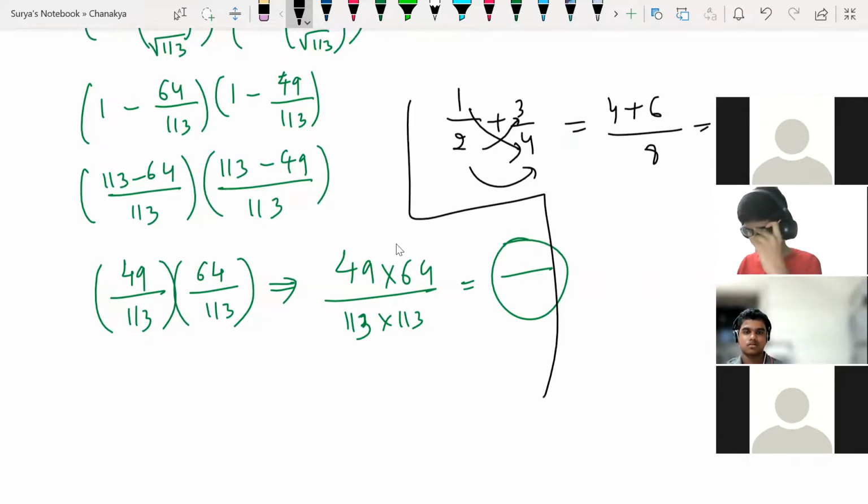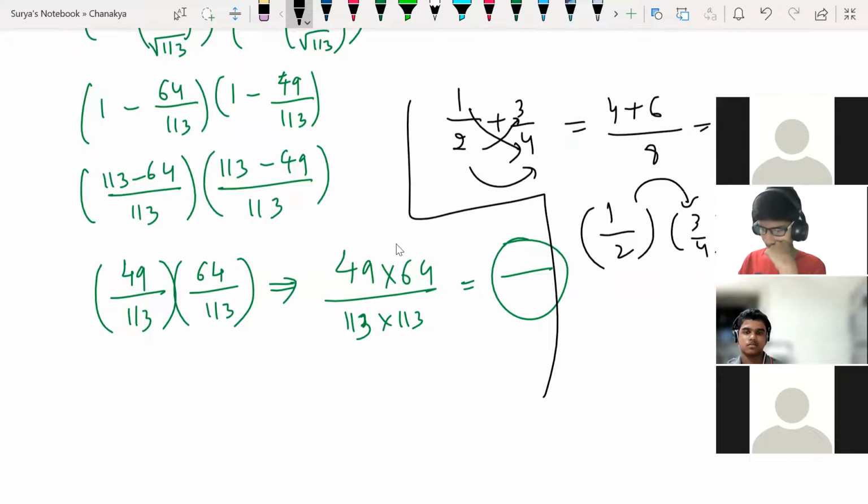If I have minus, also the same thing. If I have multiplication, 1 by 2 into 3 by 4, simply you multiply numerators, multiply denominators. So 3 by 8 is the answer if I have multiplication. Clear? Cross multiplication is for addition and subtraction of fractions, man. Hello? Yes or no? Yes, sir.